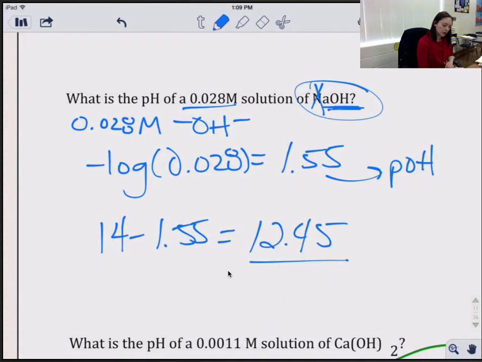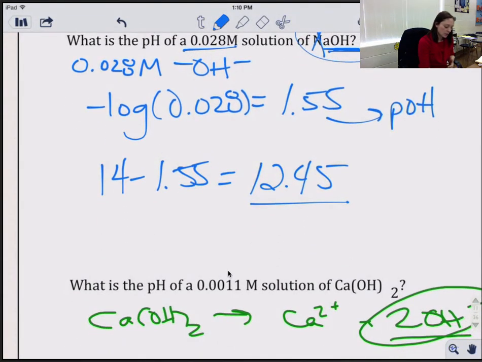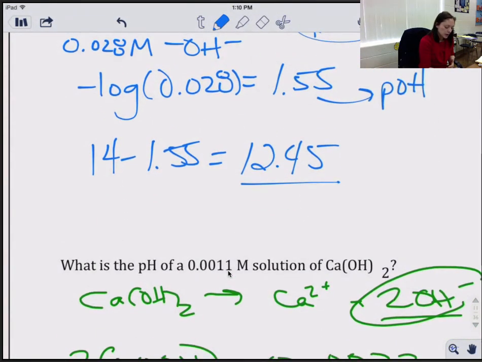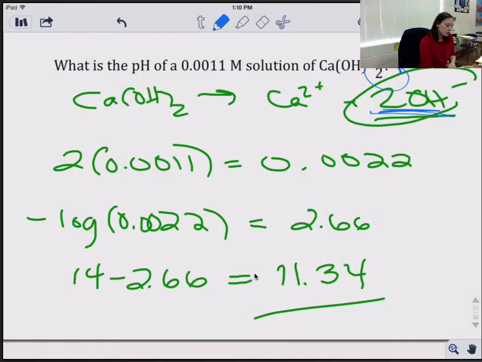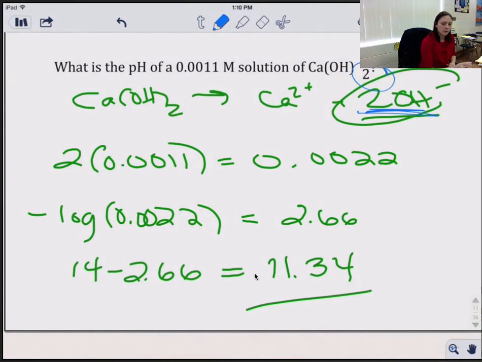Okay, I want you to go ahead and try the last one: what is the pH of a 0.0011 molar solution of calcium hydroxide? Just watch out because, like it's written right here, this has 2, so there's twice as much hydroxide. Okay, so what you should have done for this one is 2 times the 0.0011, because that's going to be twice the amount of hydroxide ions, and then I do the negative log again, and then 14 minus that, and you should have 11.34 as your pH for that solution.